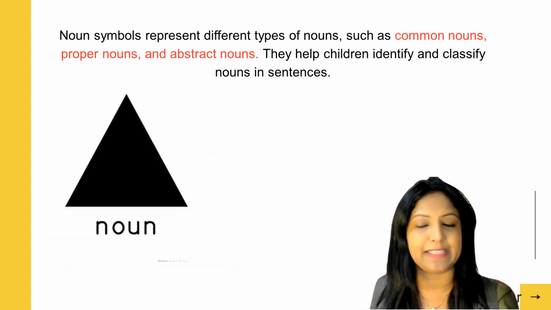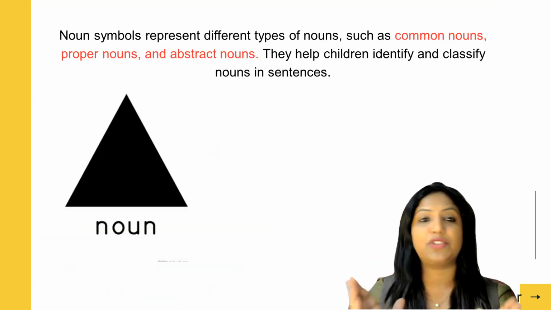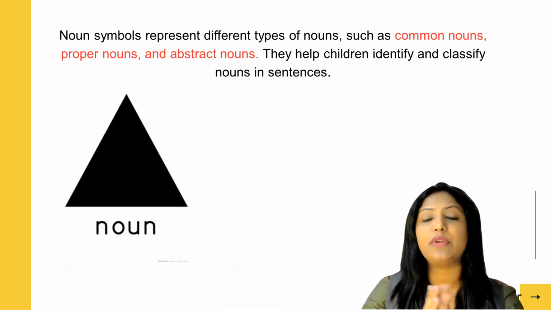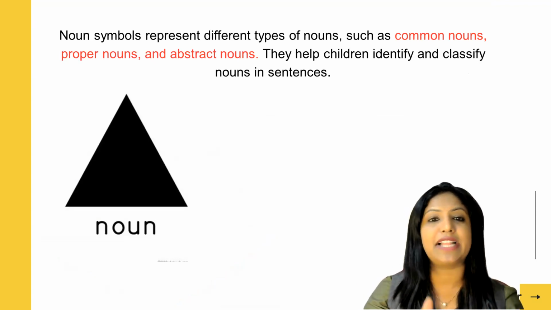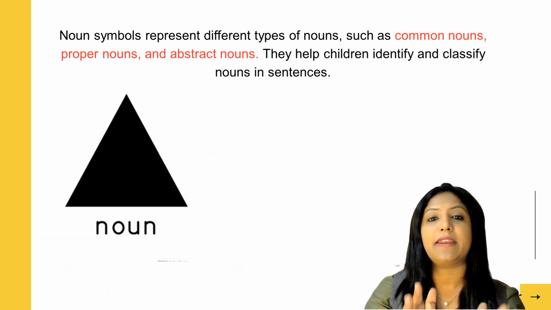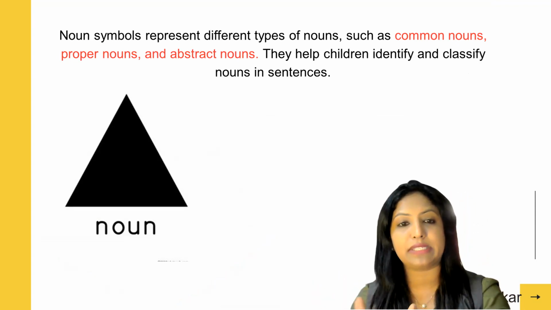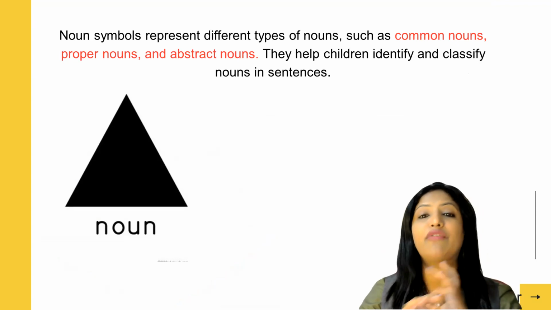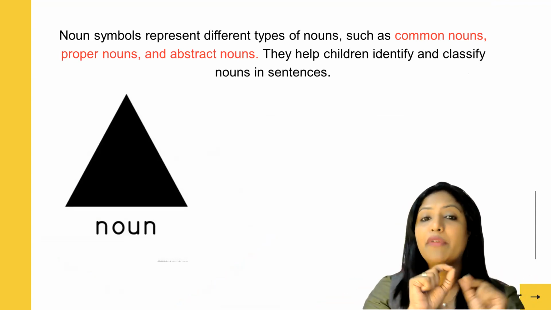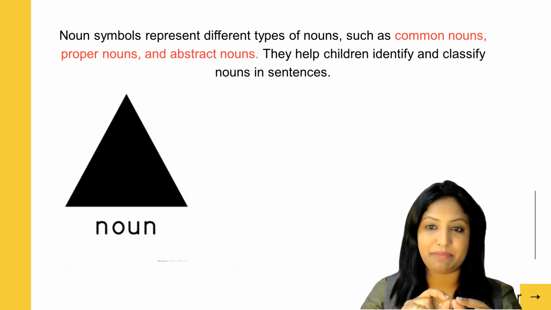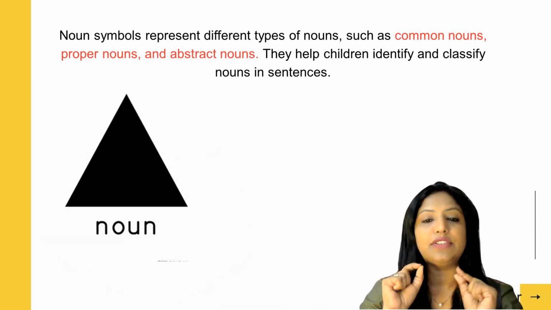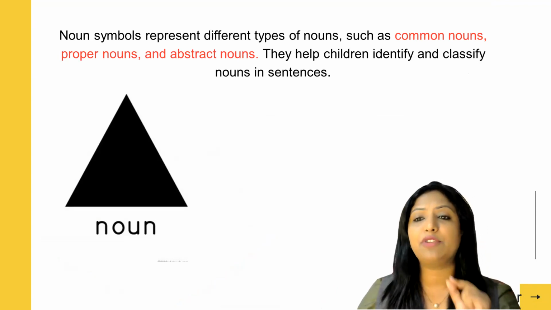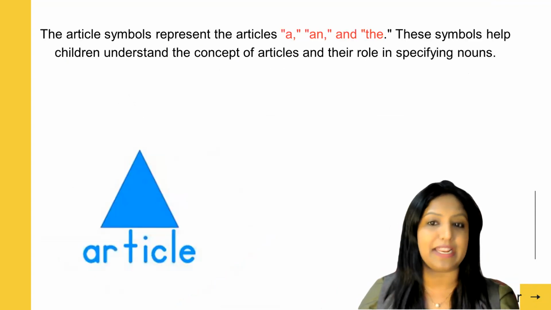So coming down to the definitions, when you are introducing nouns to children, you tell them that the noun symbol represents the different types of nouns. It can be a common noun, a proper noun, or an abstract noun. For any form of noun, we would still be using the same symbol, that is my black triangle. This can help the children to identify and classify any kind of noun in a sentence.